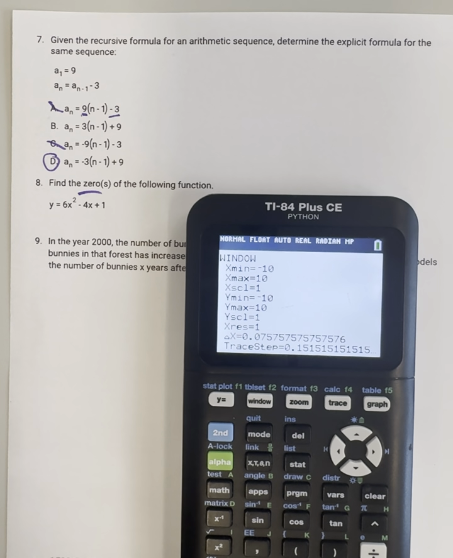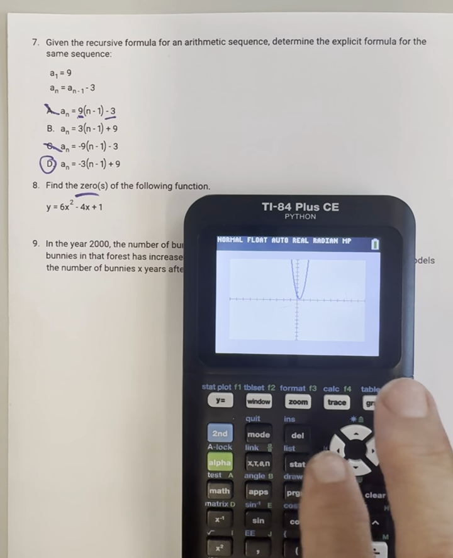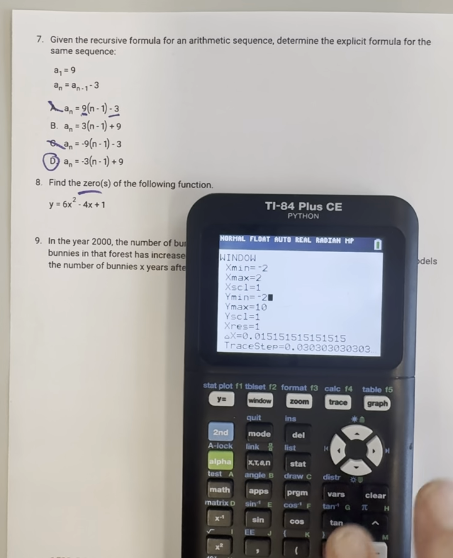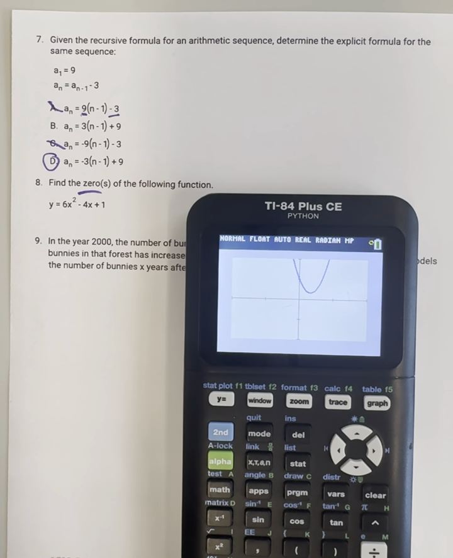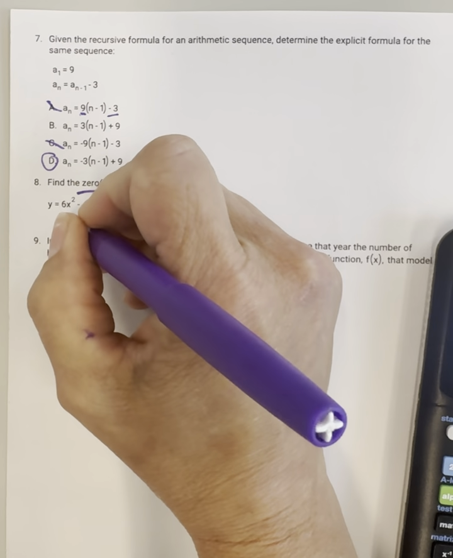So window, because if it doesn't cross the x-axis, it doesn't have a solution. To focus on that, it was just right about close to origin. So I'm just going to do negative 2 and 2 and negative 2 and 2. And no, there is no solution. So there are no zeros. It probably says, let's look, yeah, just no zeros.